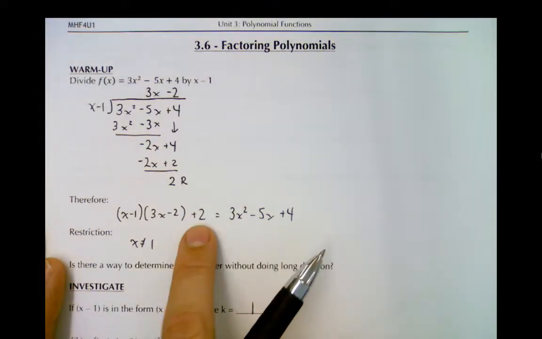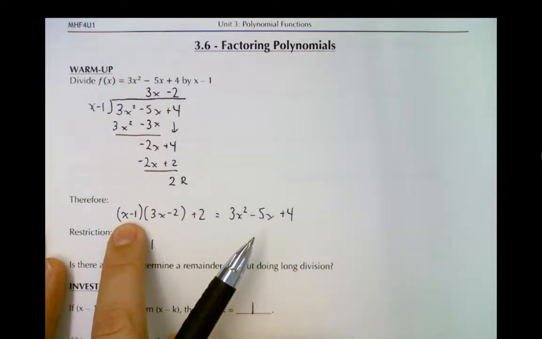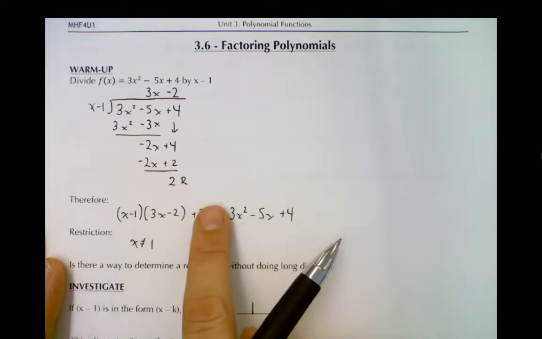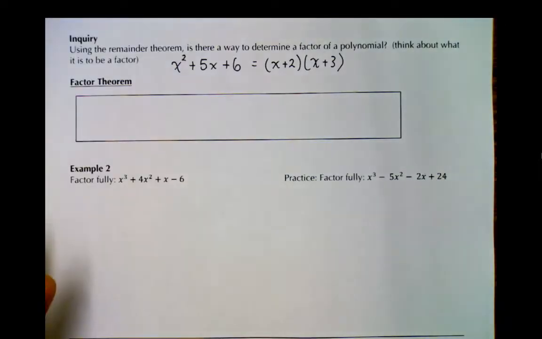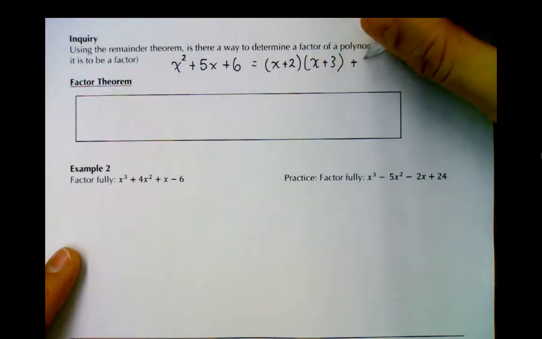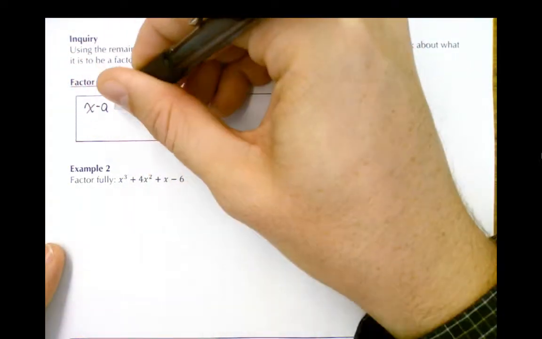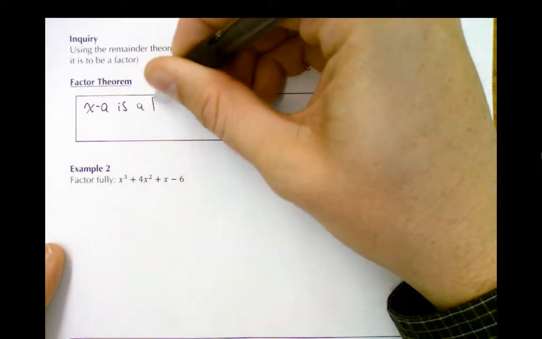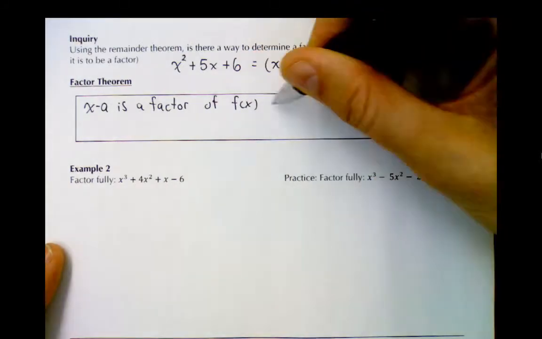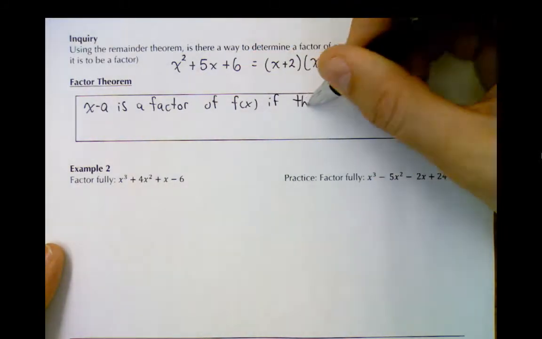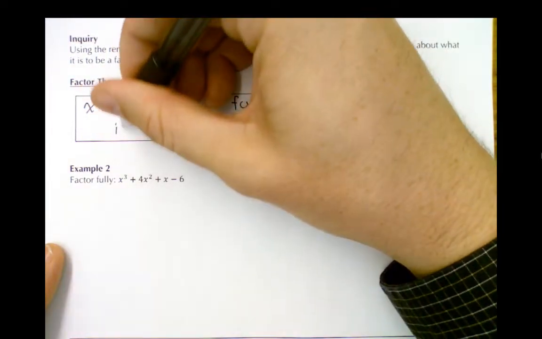A number that is not there is basically the number 0. So if x plus 2 was a factor, we would end up with no remainder because that plus or minus part at the end wouldn't be there. There would be no remainder. And that's what the factor theorem is. Here's your remainder, 0. Okay. x minus a is a factor of f of x if the remainder is 0.